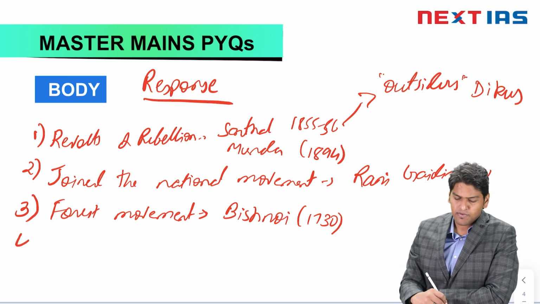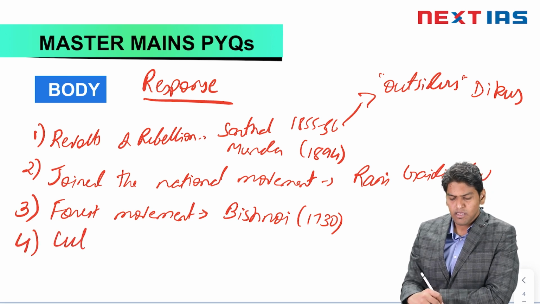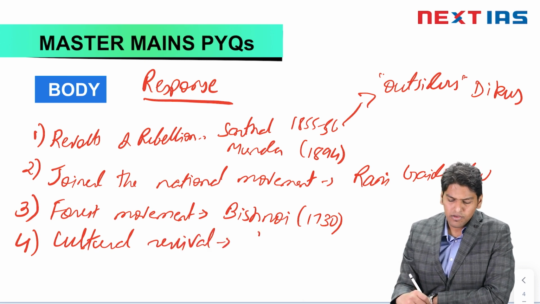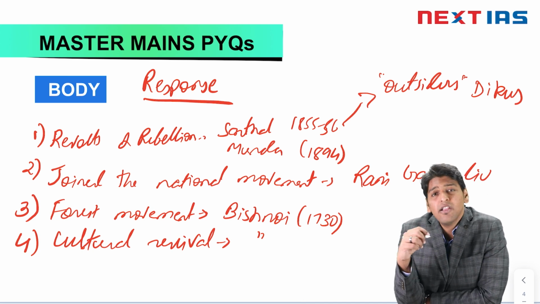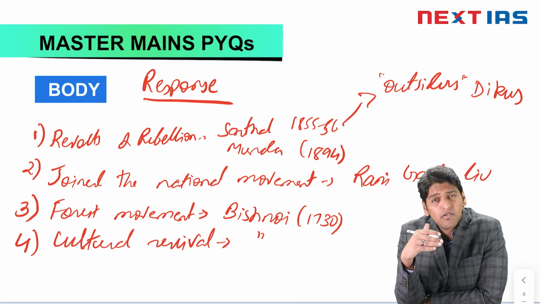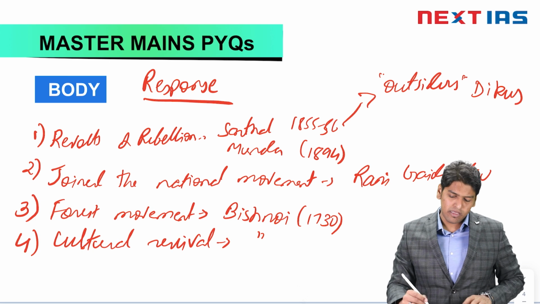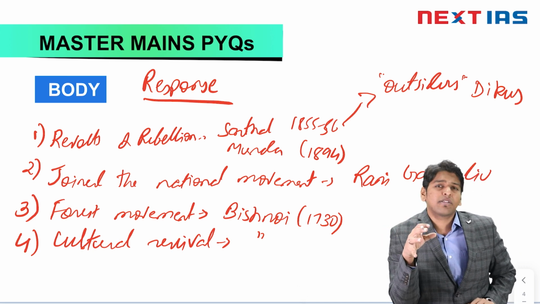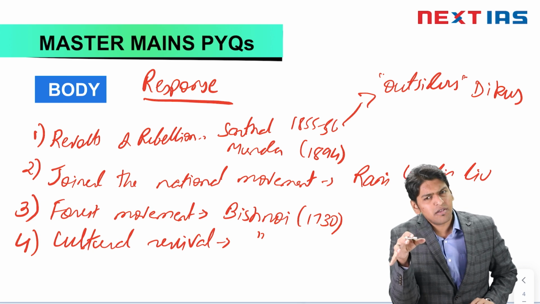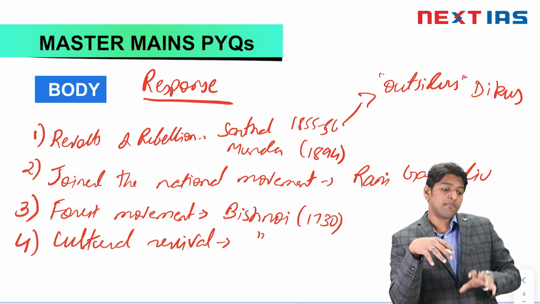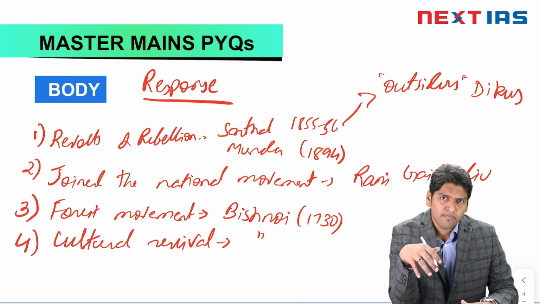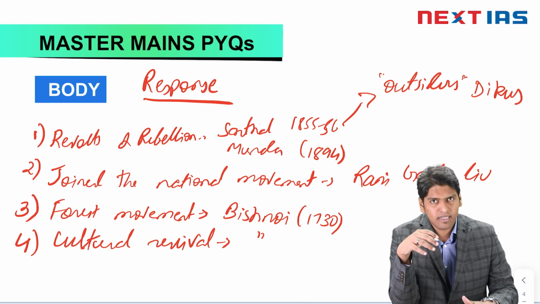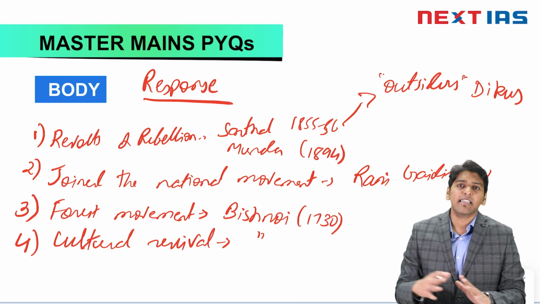Next we saw movements for cultural revival. The Bishnoi movement was also an example of a movement led by the tribals for cultural revival. They saw that the onslaught of outside culture, not exactly British but even the mainstream culture, was taking over their culture. So they started to protect it, promoting their language and their culture.